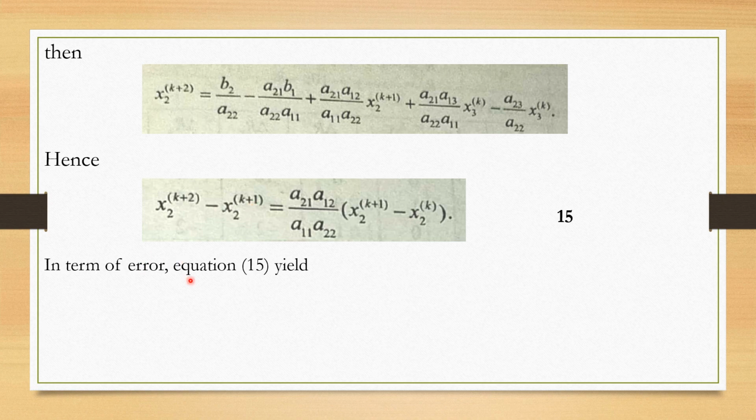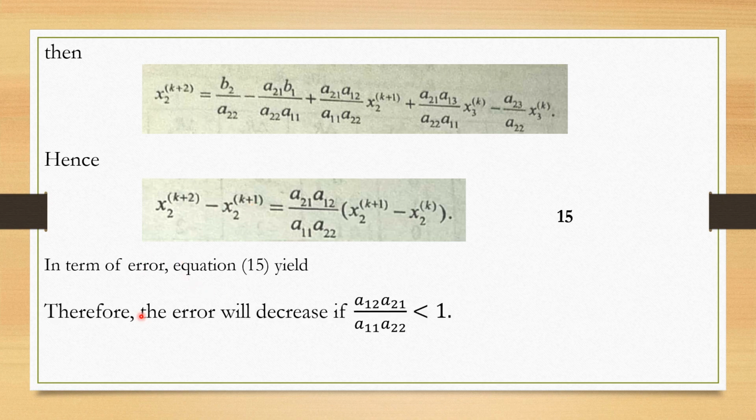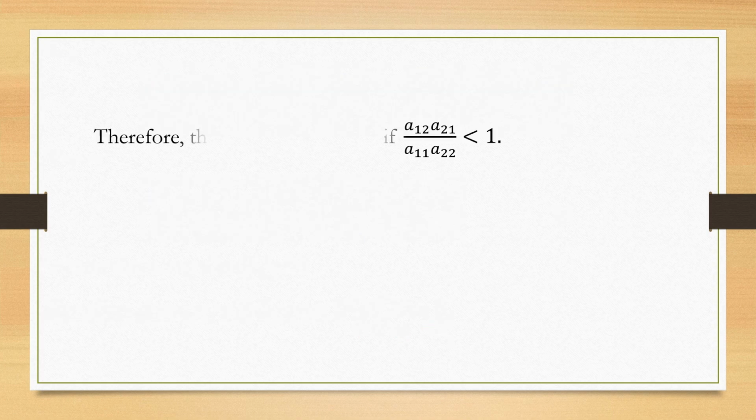In terms of error equations, this is the local error, the difference between two consecutive iterations. This will decrease if this amount is less than 1. This error will decrease if this amount is less than 1.